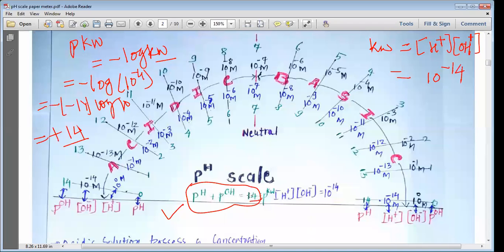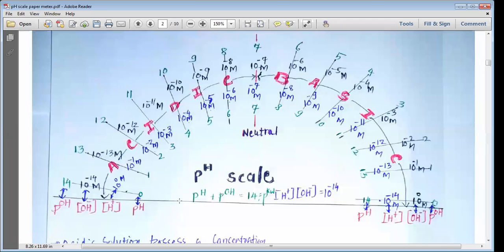So for that we can write, my dear students, that pH plus pOH is equal to 14, which is equal to pKw. Please remember, because pKw is 14 and pH plus pOH is always 14, that is why we can say pH plus pOH is equal to pKw.